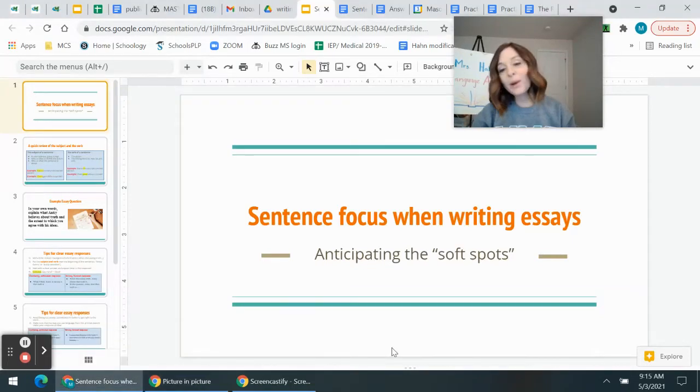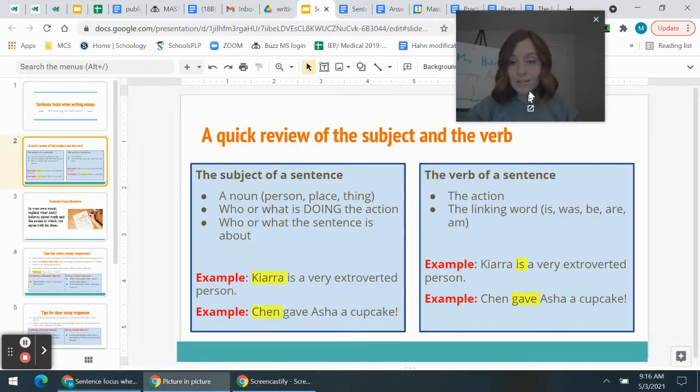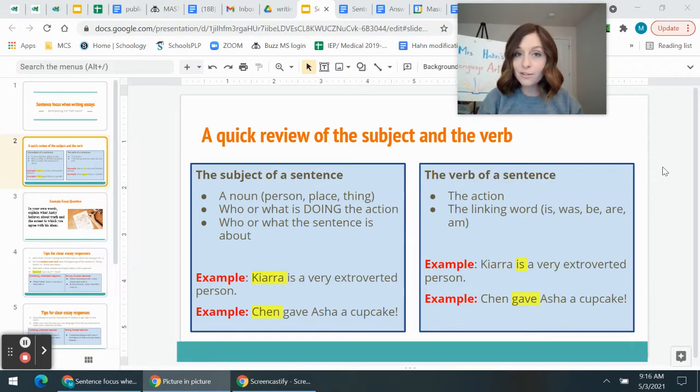Hi, everybody. Today we're going to talk about sentence focus when you're writing essays, like if you're responding to an essay prompt. And we're also going to focus on how we anticipate the soft spots in our writing. Before we do that, we need to quickly review the subject and the verb of a sentence, because when you write a focused sentence, it has to have a very clear subject and verb.